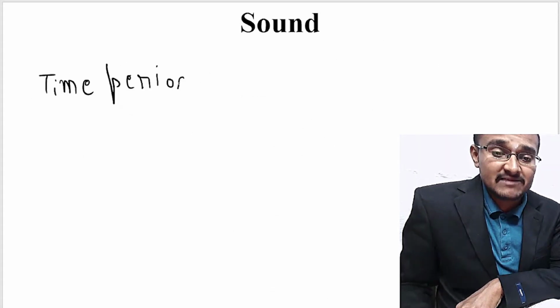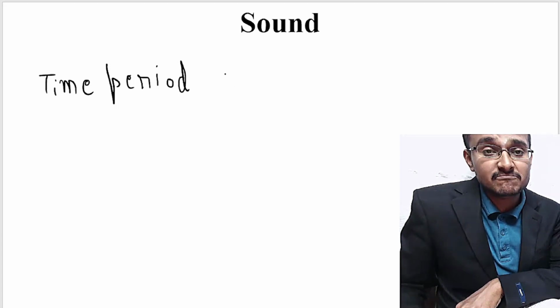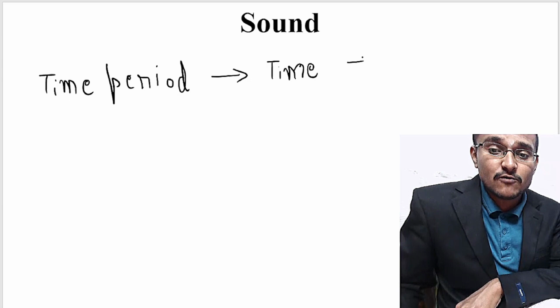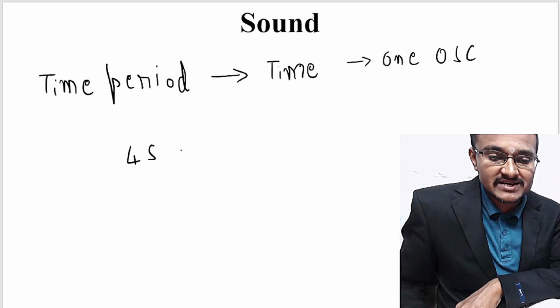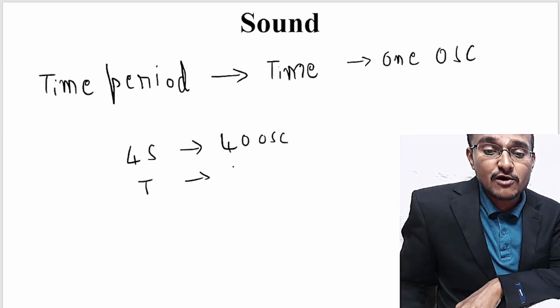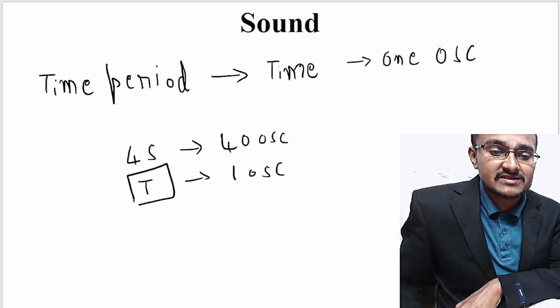So coming to the second part in this question, they have asked time period. Time period is actually the time taken for one oscillation to happen. So here you can see 4 seconds is actually taken for 40 oscillations to happen. Now we have to calculate how much time will be taken for one oscillation to happen. That will actually account for the time period.